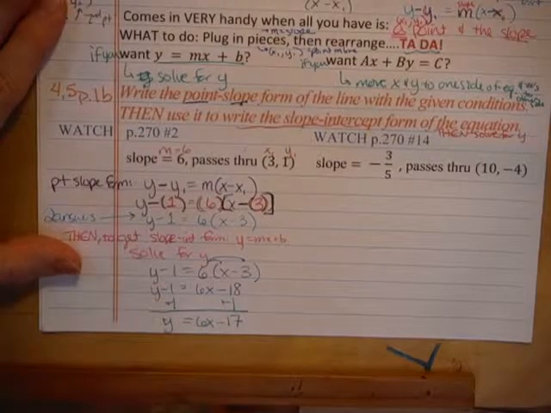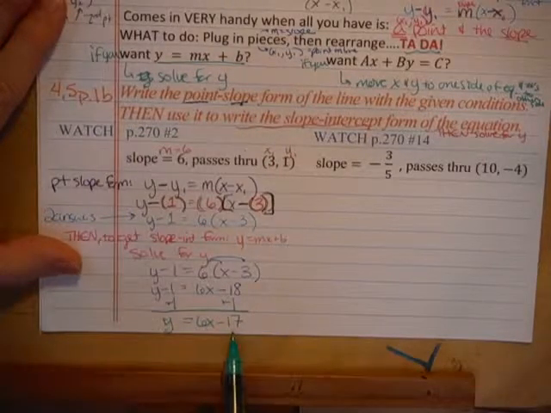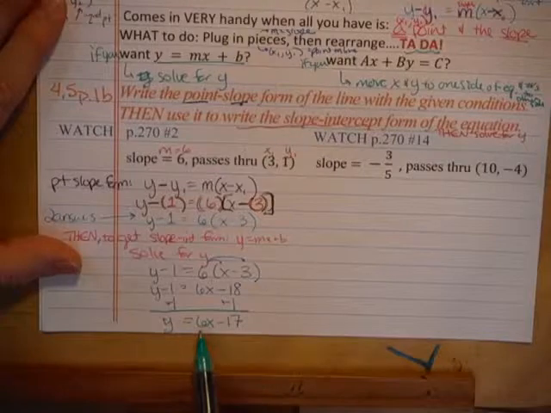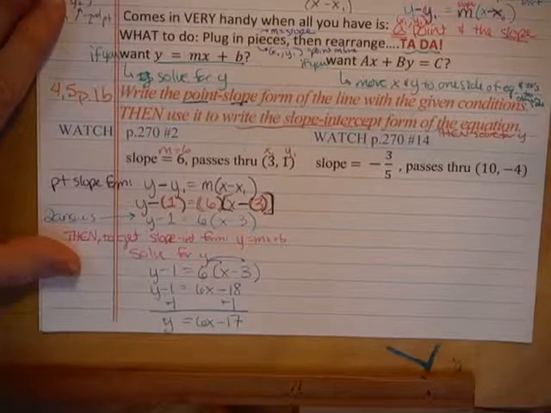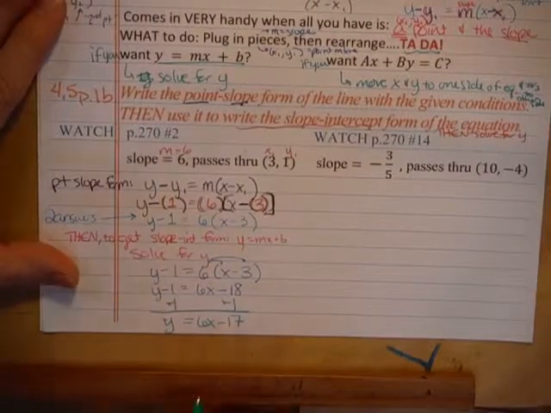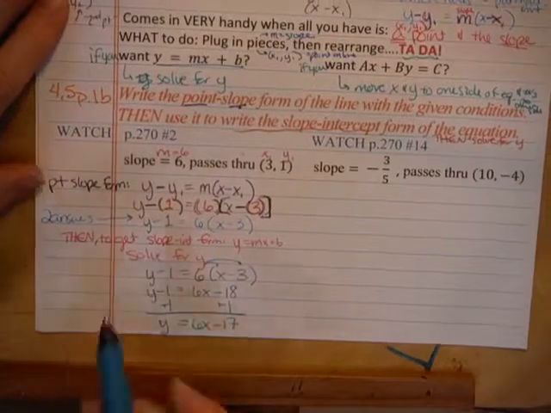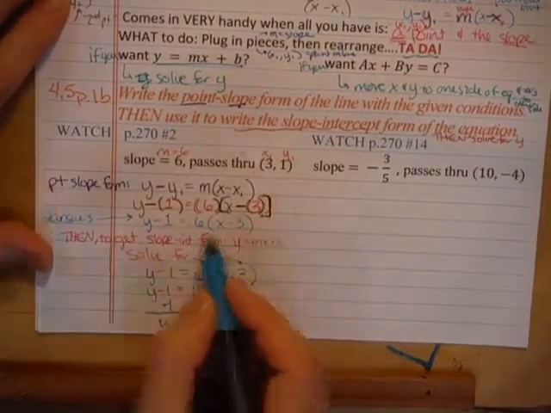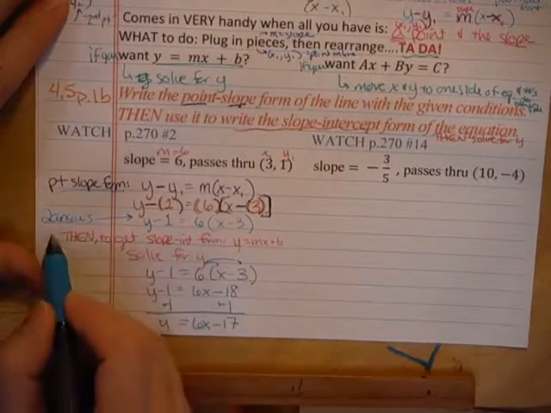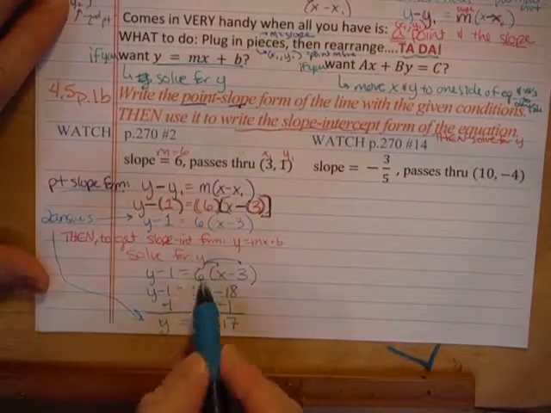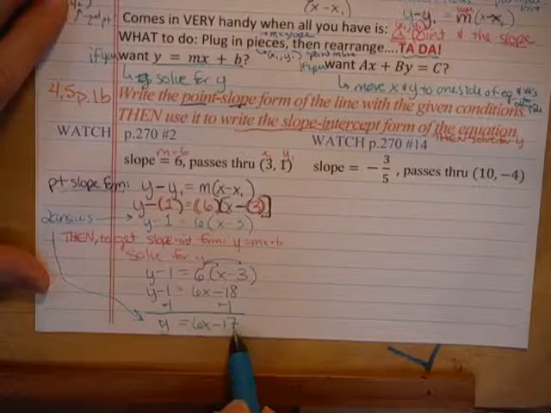If we had to graph this, we could do it instantly. We cross the y-axis at negative 17, and then we rise over run up 6 to the right 1, up 6 to the right 1, up 6 to the right 1. We have our graph. Okay, y equals mx plus b. So there were two answers that they wanted there. First one was in point-slope form. Here's your point, here's your slope. Second answer was in slope-intercept form. Here's your slope, here's your intercept.